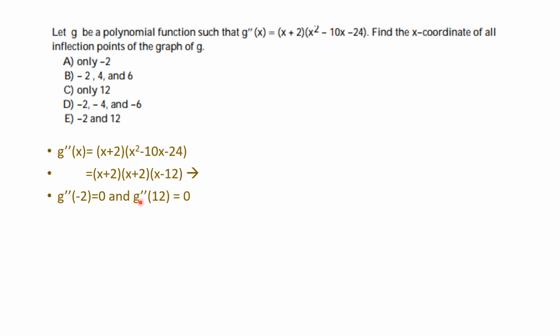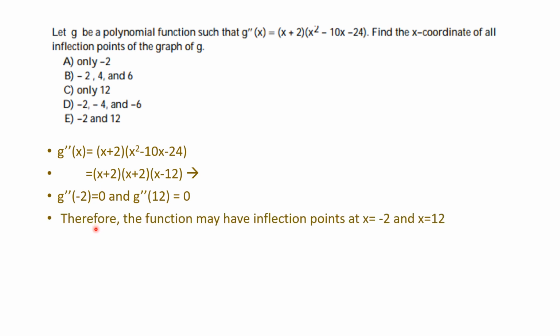That means at x equals negative 2 and at x equals 12, there is a possibility that both are inflection points, or one of them is an inflection point, or none of them is an inflection point. So we have to go ahead and do the test. Therefore, the function may have inflection points at x equals negative 2 and x equals 12.